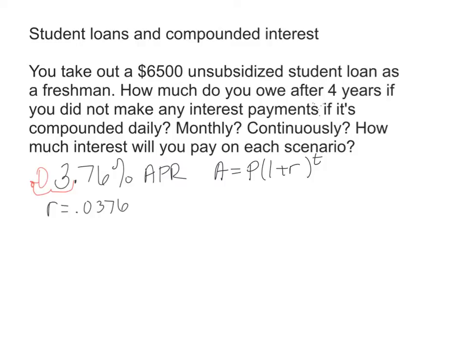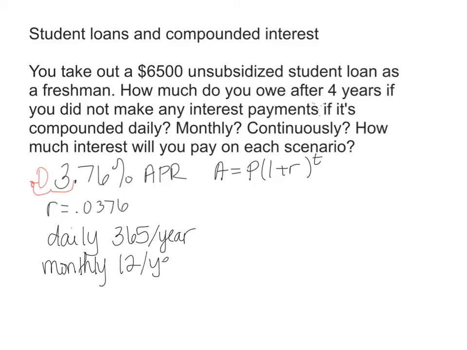So if we have daily compounding, that's 365 times per year. Monthly is 12 times per year. Quarterly is 4 times per year. Weekly would be 52. And continuously uses a completely different equation. We'll talk about that too.